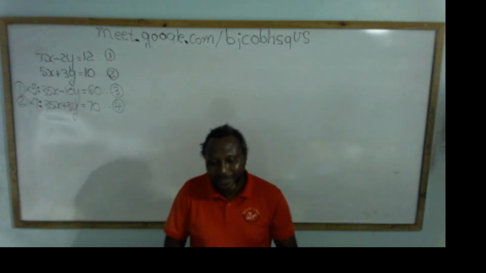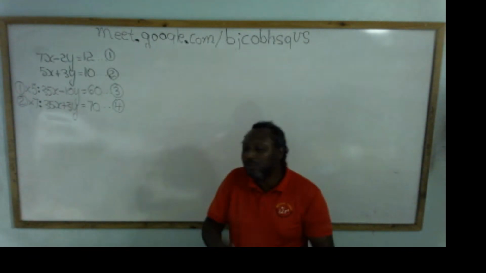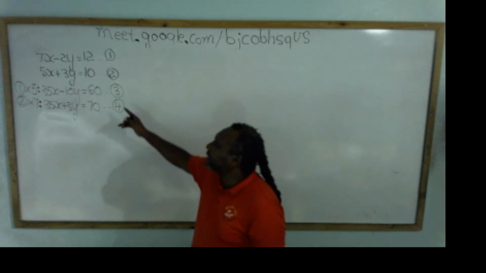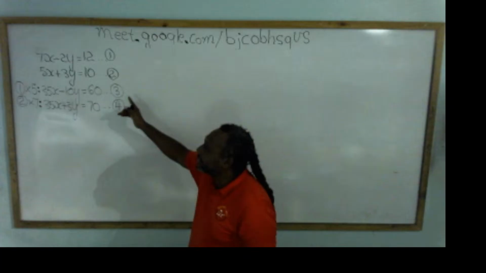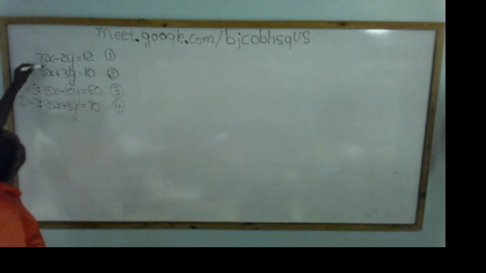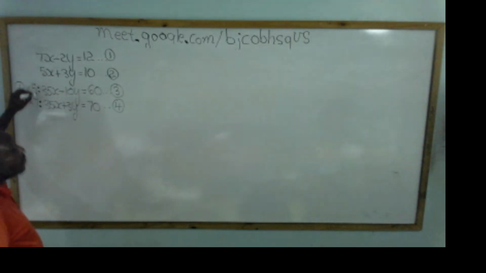Now, I have 2 questions for you. 1, why is this step legitimate? I've taken the entire equation and multiplied by 5. Why is it that I may do that?